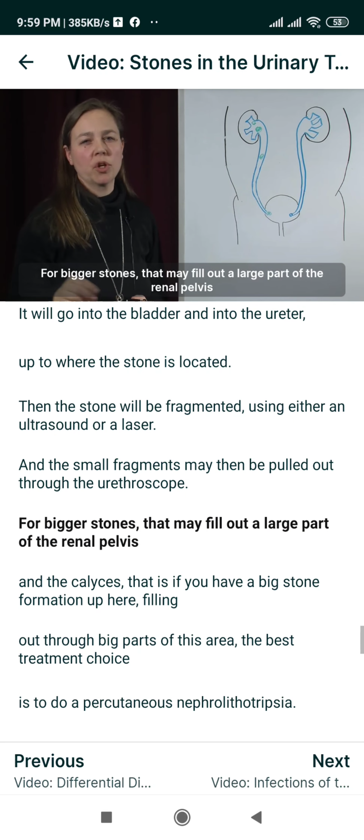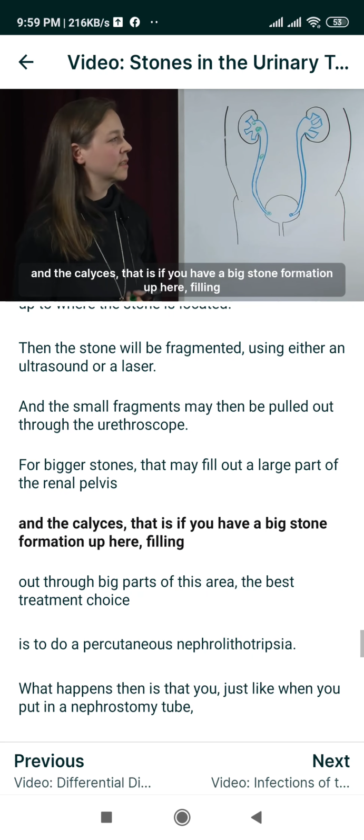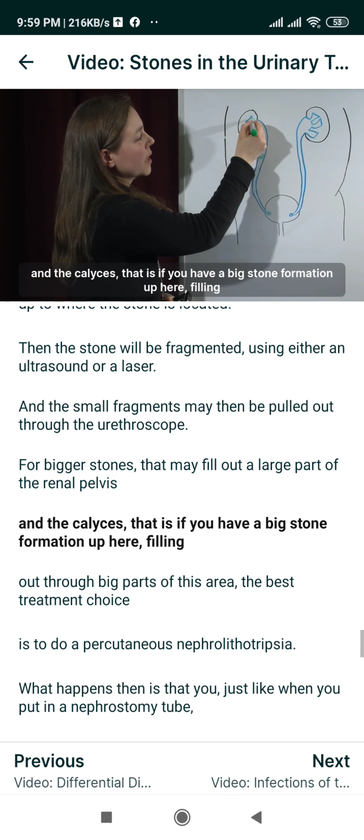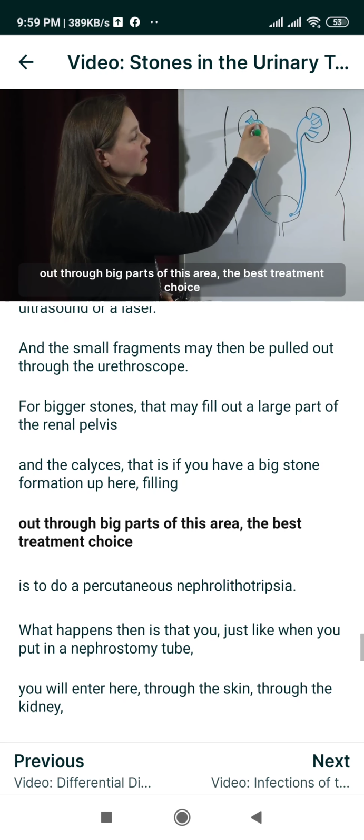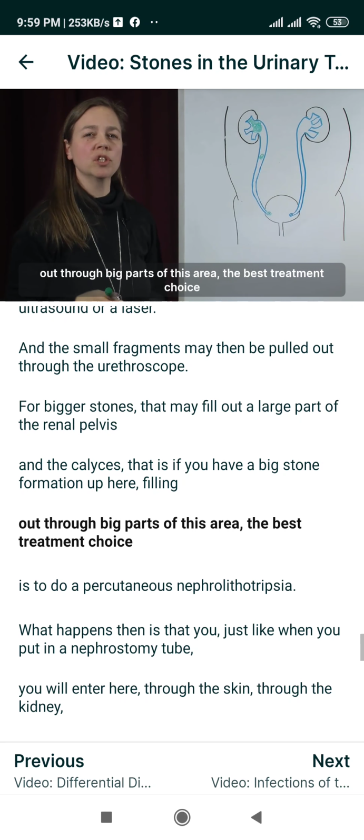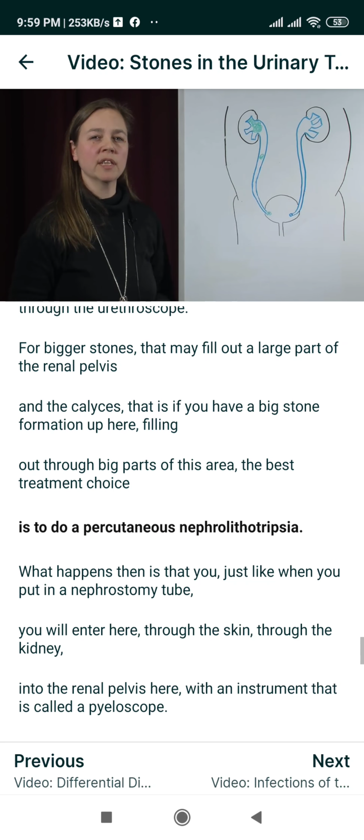For bigger stones that may fill out large part of the renal pelvis and the calyces, that is, if you have a big stone formation up here filling out very big parts of this area, the best treatment choice is to do a percutaneous nephrolithotripsy.